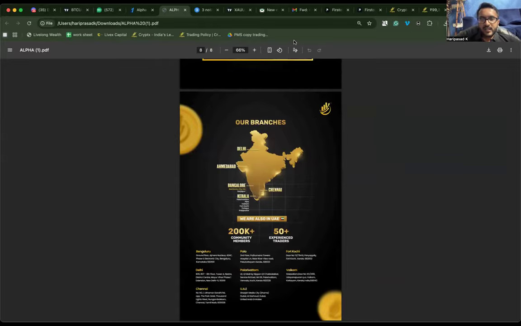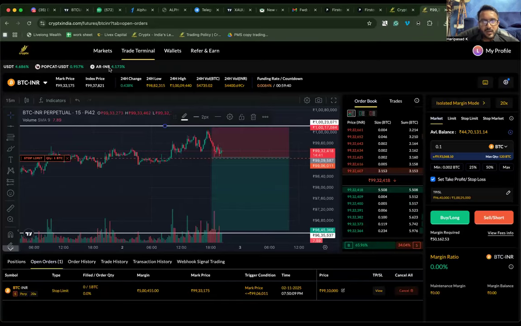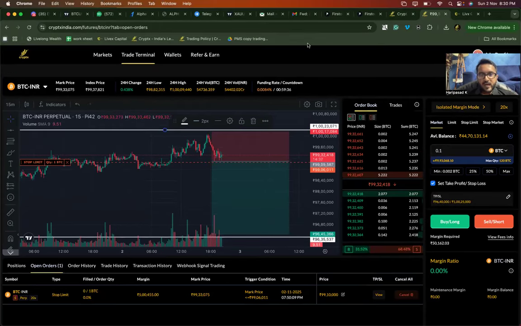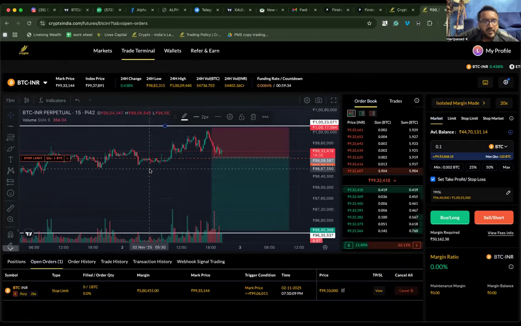Now, guys, as I promised you, let's have a look at the trade. Our trade is not yet triggered. If I have a look at it, we are still waiting for an entry to happen. Let's see.